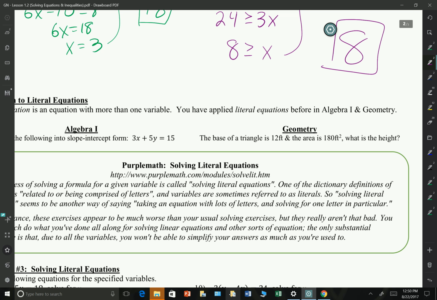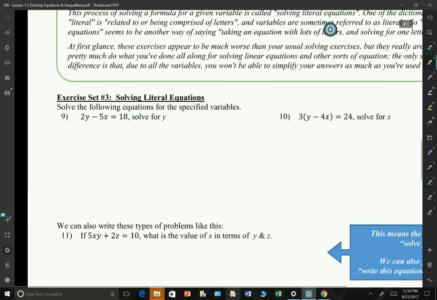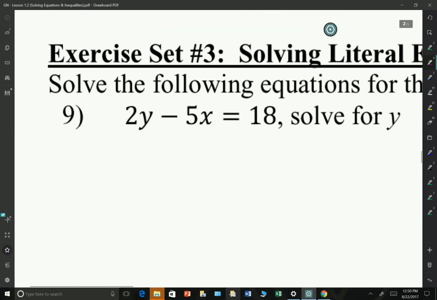Some things I do on the notes, if I see it up here on the webpage, is Purple Math. If you just go to Google and type in Purple Math and then the section header, you will actually get really good examples and really good explanations. The main idea is solve.